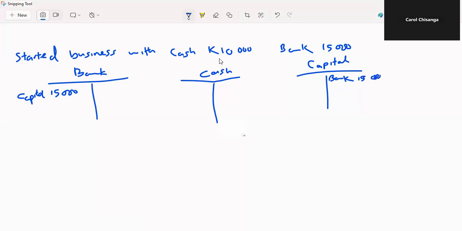Okay, the next account was cash for 10,000. Since cash is an asset, we're going to put capital here, how much? 10,000. Then here we're going to say cash, 10,000.